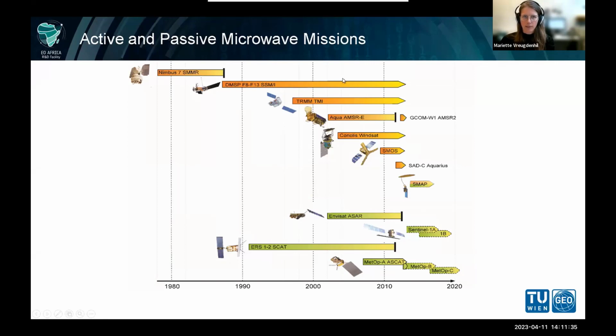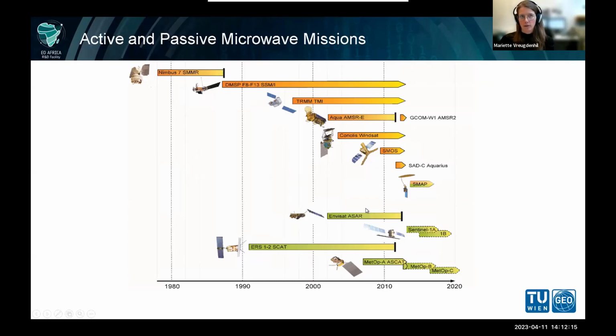So on the top here, we can see passive microwave missions, which provide surface soil moisture data. On the bottom, we have active microwave missions that provide surface soil moisture data. And as you can see, the first missions from passive microwave data started at the end of the 70s, actually. So there is quite a long data record available of surface soil moisture data, but it is based on a combination of different satellites. For the active missions, they are available since 1991. Also, a combination of different satellites can be used to give you a long data record.